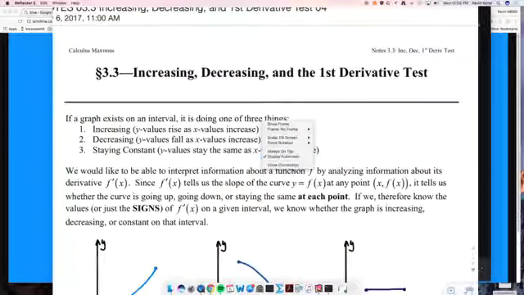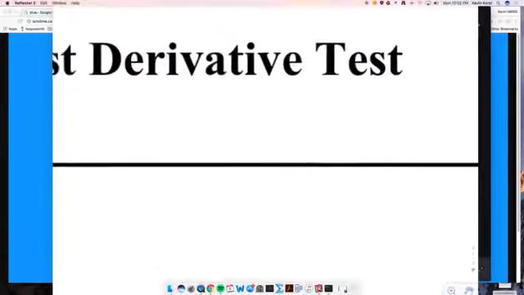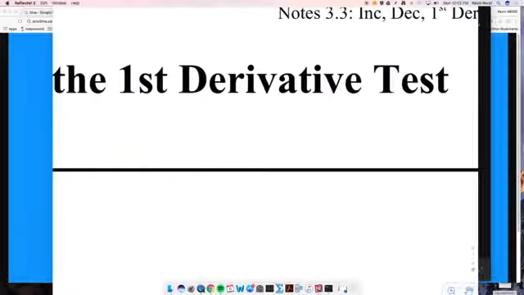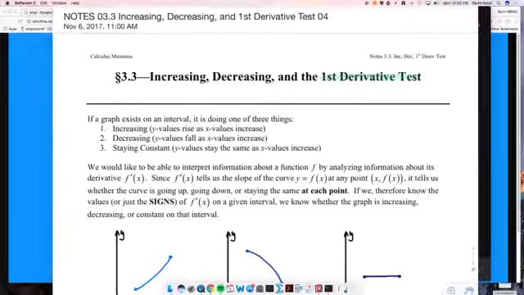3.3 kind of builds on what we started in 3.1 when we were working with the derivative and talking about critical values. This is called increasing, decreasing, and then the culmination is something called the first derivative test, okay? And we'll get to actually see what that is today.